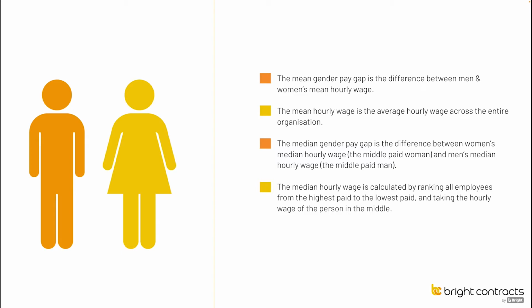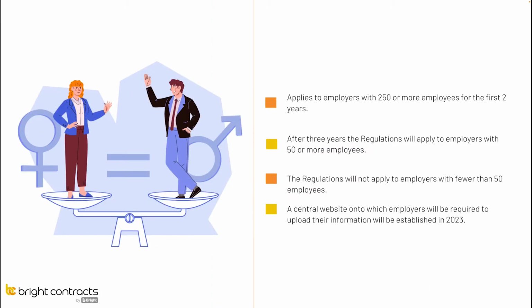So now that we've distinguished the difference between those, we're going to move on to the Gender Pay Gap Information Act, which was signed into law on the 13th of July 2021. So the Act amends the Employment Equality Acts 1998 to 2015 in the form of the Employment Equality Act 1998. The regulations have placed reporting and publication obligations on both the private and public sector employers.